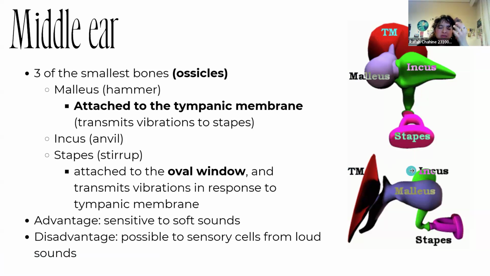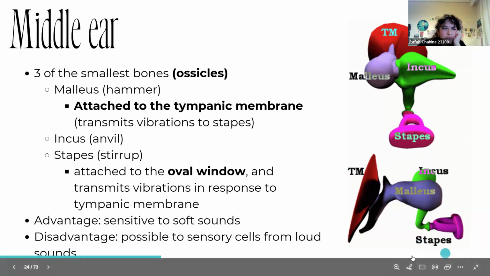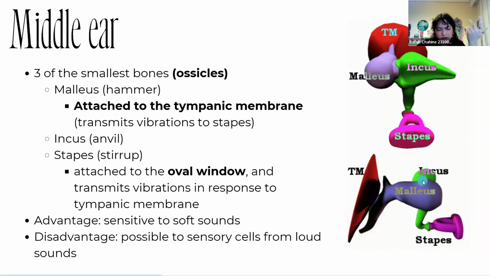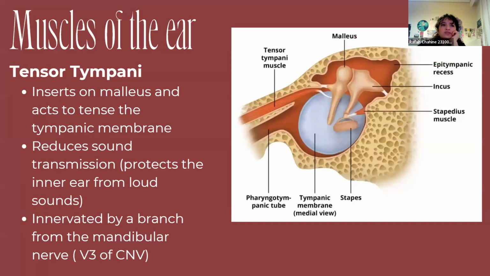Even some people can hear the smallest things ever. Anyone can, but some people can hear better, and that is because their ossicles are more sensitive, right? And then the disadvantage is that these can be very easily damaged, and that can obviously cause hearing loss, okay? That can be damaged either by trauma, barotrauma, and loud sounds. But yeah, so now we have the muscles of the middle ear.